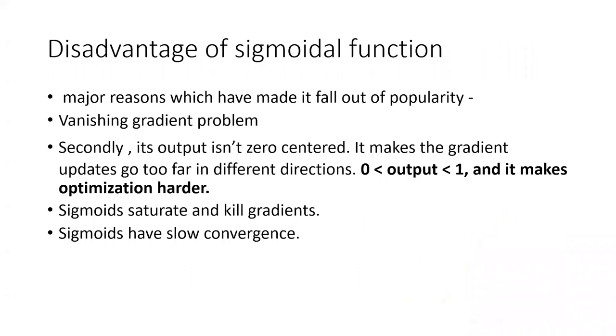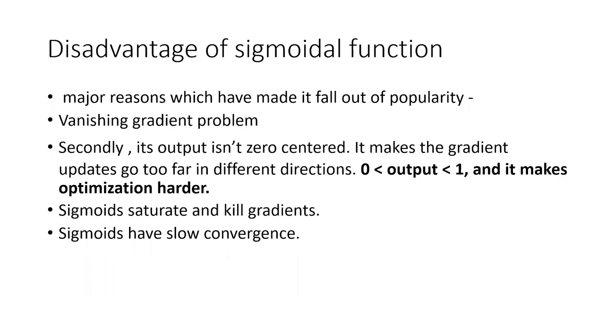Hope you all understood. Now, what is the disadvantage of a sigmoid function, the major reason which has made it fall out of popularity? Why are we not using the sigmoid function these days? Because it has the vanishing gradient problem. As I said with the Chinese whisper example, where you pass on information from one place to the other, the information gets lost. We call it the vanishing gradient problem. The gradient actually vanishes over time, so that becomes a problem. We'll come to what the different challenges with it are, but for now, try to understand that we have this vanishing gradient problem.